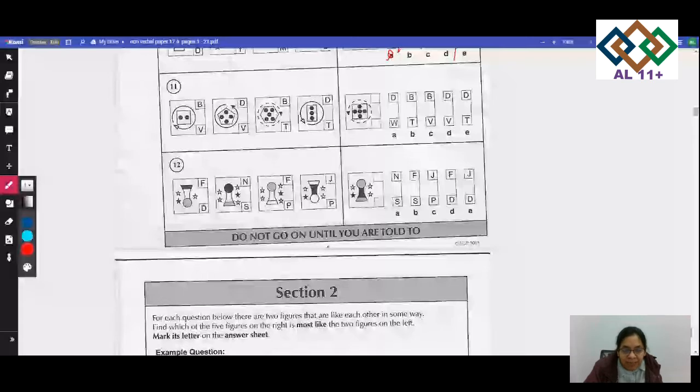In B, the arrow is clockwise. In D, the arrow points anti-clockwise. So in B, the arrow is pointing clockwise, and in D, the arrow is anti-clockwise. So what do you think we need in this one? In this one, the arrow is pointing anti-clockwise.